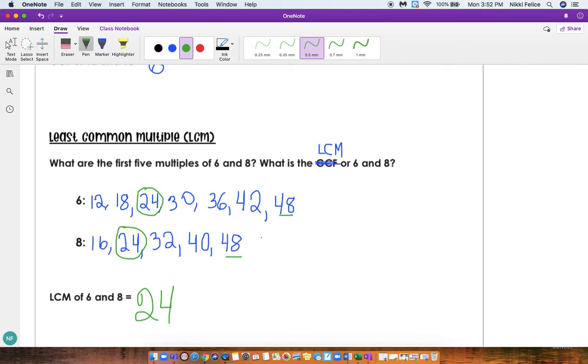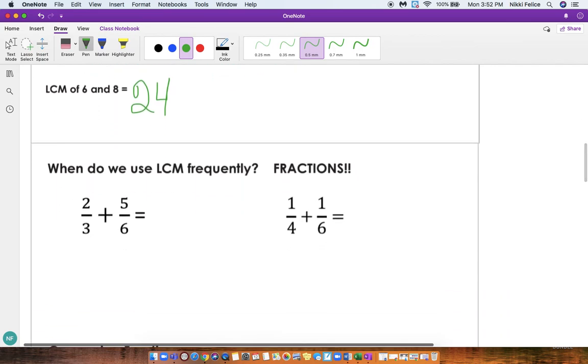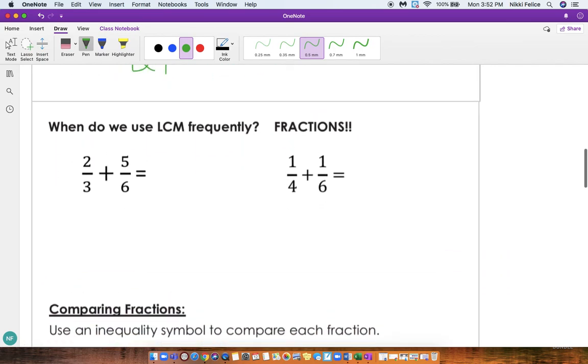So when do we use these things? Well, least common multiple should look a little familiar because you use that with fractions all the time. You know how to add and subtract fractions. When we do that, we need to have what we call a least common denominator. So when we create equal denominators, we are using the least common multiple.